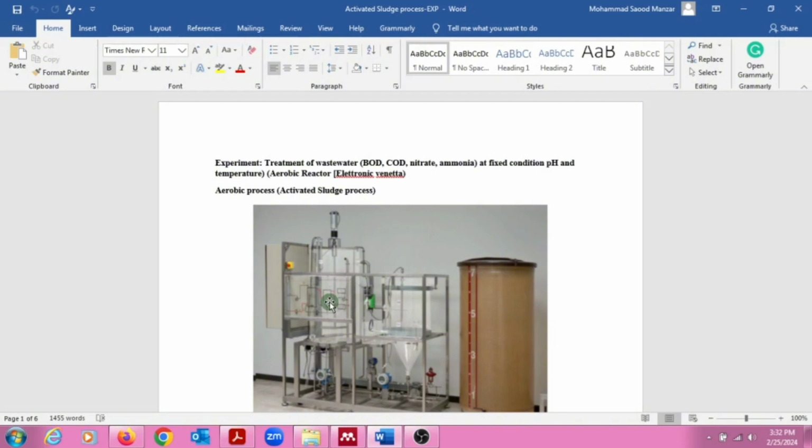The third part is the effect of pH and temperature on the performance of the activated sludge system. The influent enters the aeration tank, or main reactor tank, and from here the treated water enters the secondary clarifier, or secondary sedimentation tank. A portion of the sludge is recycled back to the aeration reactor, and a portion is wasted, which is called the excess sludge. The effluent is collected.